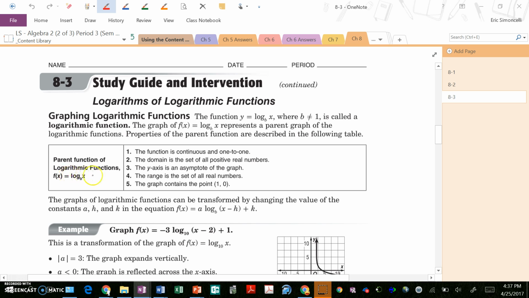So the parent function of log functions, f of x equals log base b of x, has five properties. The function is continuous and 1 to 1. The domain is the set of all positive real numbers. The y-axis is an asymptote of the graph. The range is the set of all real numbers. The graph contains the point (1, 0).